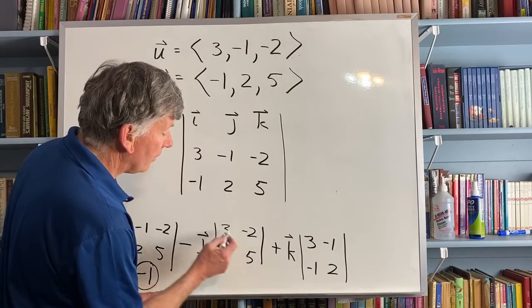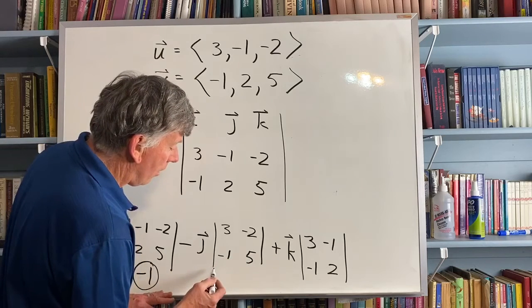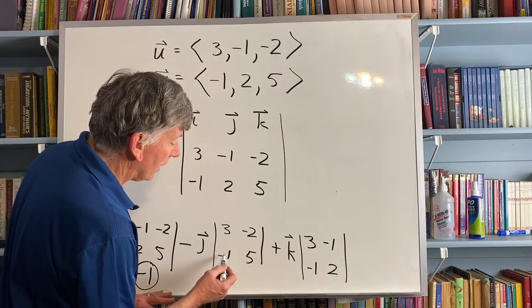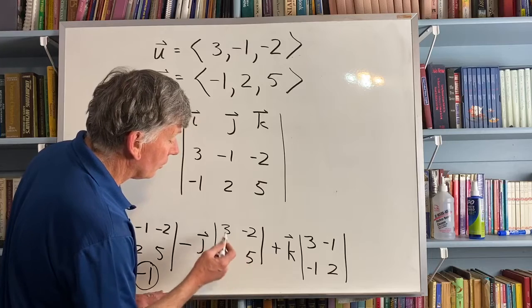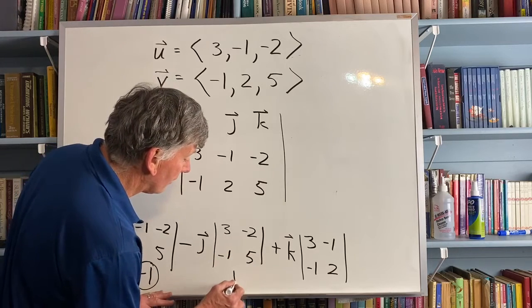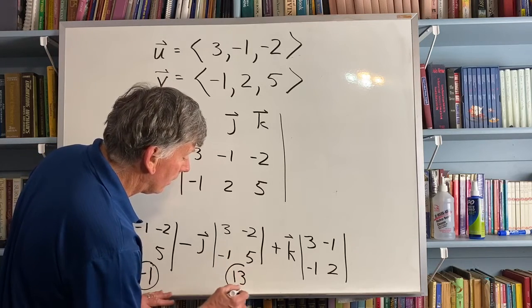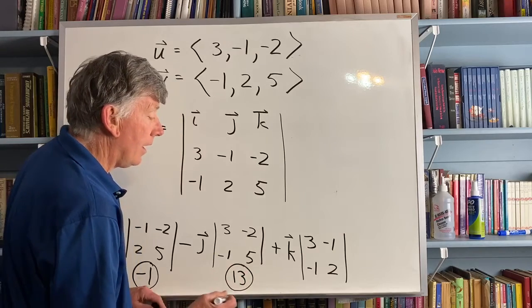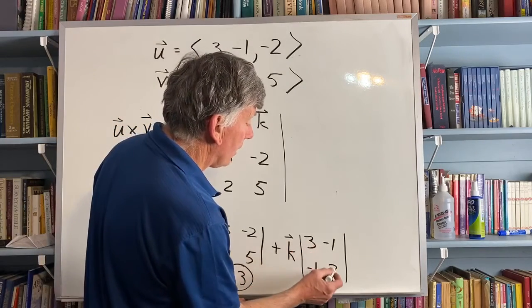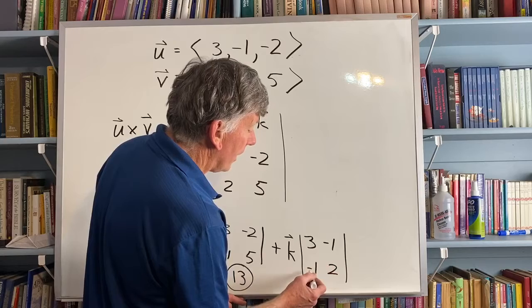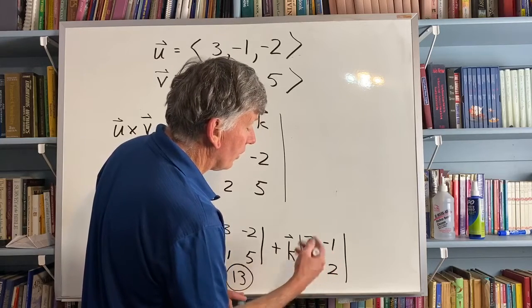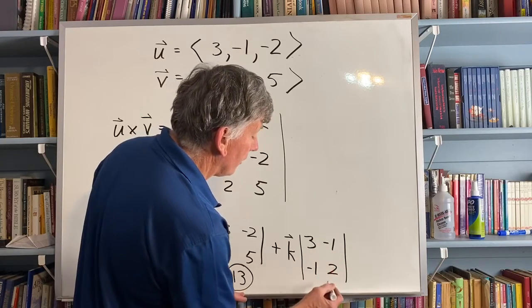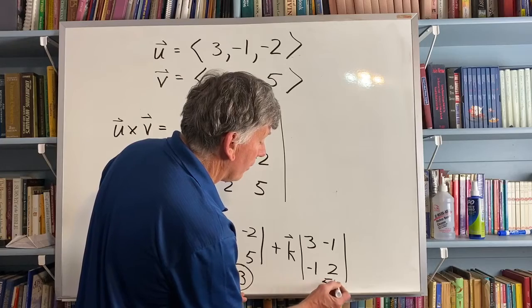Next, 3 times 5 is 15, minus negative 1 times negative 2, which is positive 2. 15 minus 2 is 13. And then finally, 3 times 2 is 6, minus negative 1 times negative 1, which is 1. So 6 minus 1 is 5.